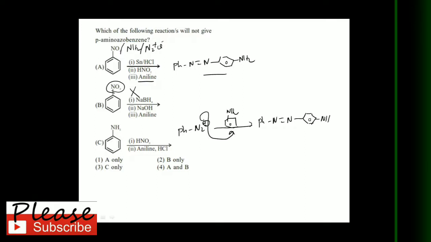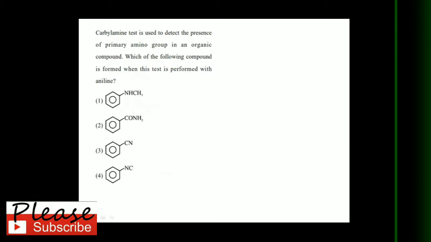Okay, it is also para-aminoazobenzene. It is a yellow color dye. Okay, it is a yellow color dye. So here option A and C. That means here, which of the following reactions will not give para-aminoazobenzene? So in case of B, para-aminoazobenzene is not formed. Okay, that's it.